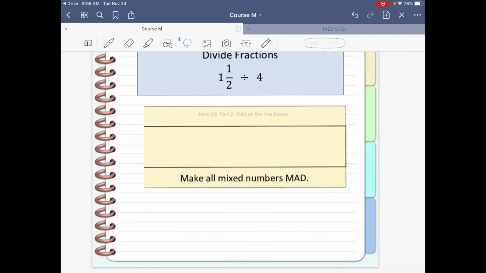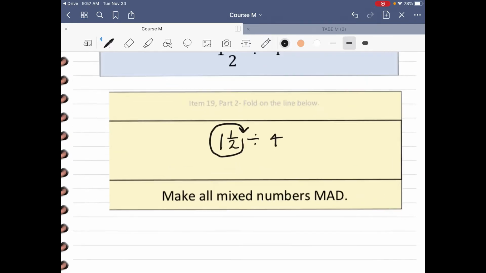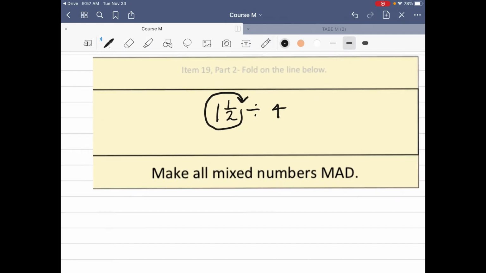So the first thing I'm supposed to do is to make all of my mixed numbers mad. So if this is the problem that I'm working, 1 1/2 divided by 4, there is one mixed number, and it's right there. So let's make that mixed number mad. 2 times 1 is 2, plus 1 is 3, and I keep the same denominator. So we have made the mixed numbers mad.